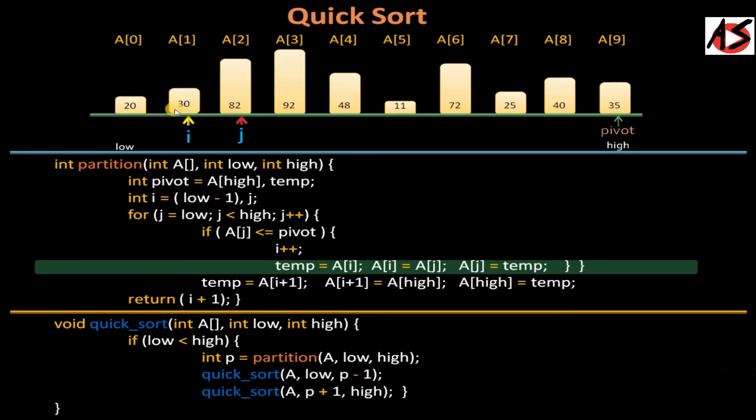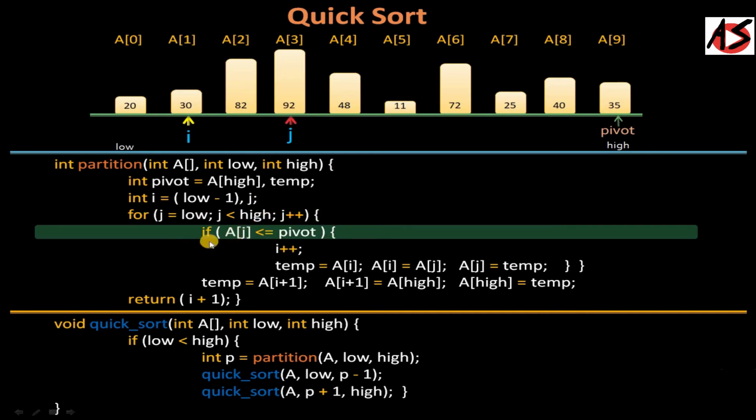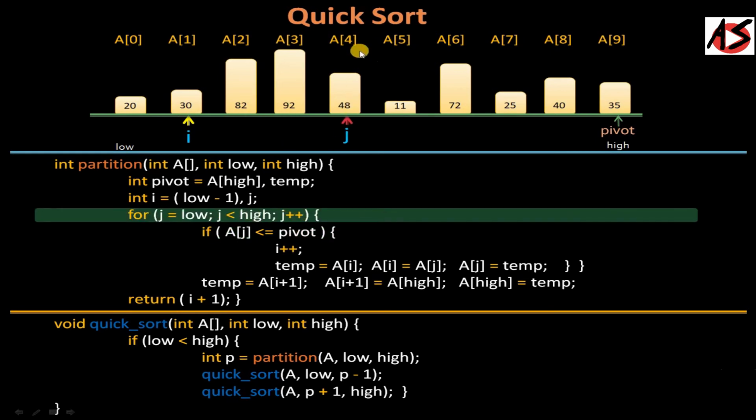So here you can see 82 and 30 are swapped. Now you increment j by 1. Now j is equal to 3 and high is 9. So 3 is less than 9. Condition true. Check the condition: A[j], that is 92, pivot is 35. So 92 less than 35? Condition false. You are moving ahead.